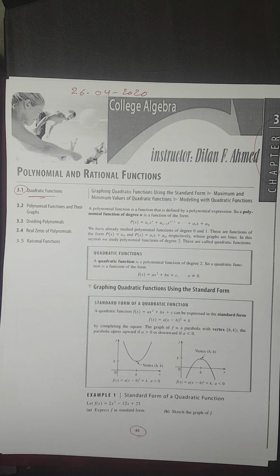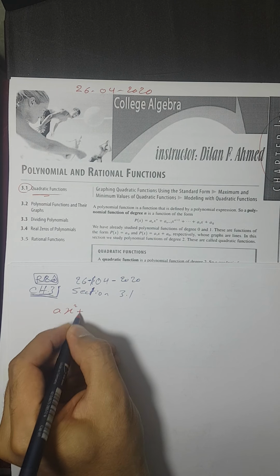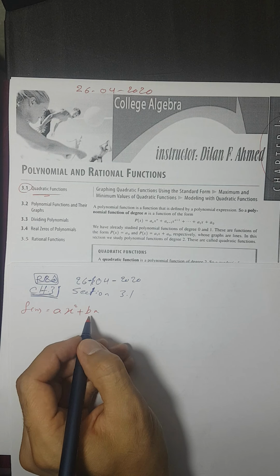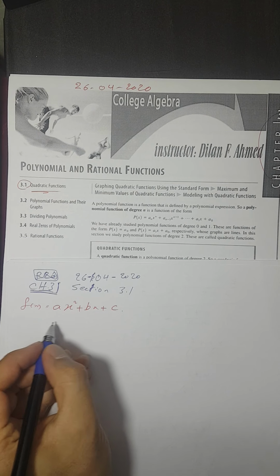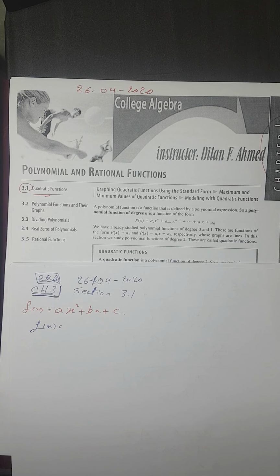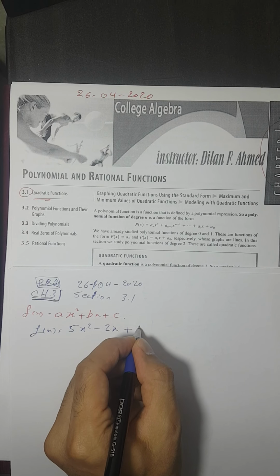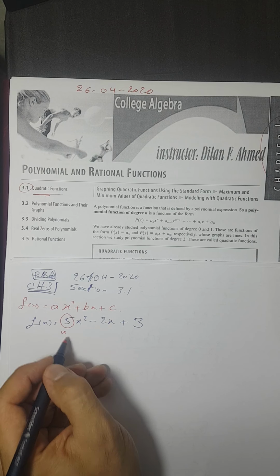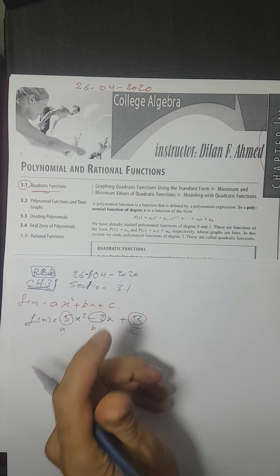When we say quadratic functions, we mean functions of the form ax squared plus bx, sometimes we say f of x, plus c. For example, if I say f of x is equal to 5x squared minus 2x plus 3, here a is equal to 5, b is equal to minus 2, and c is equal to 3.